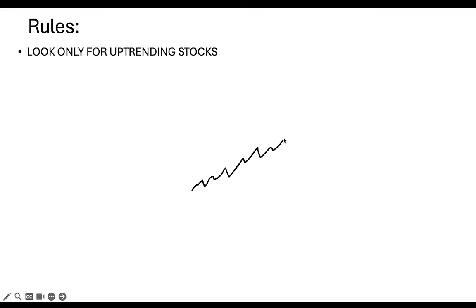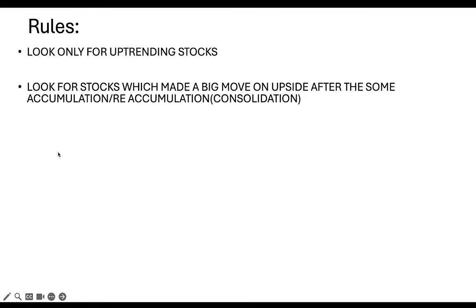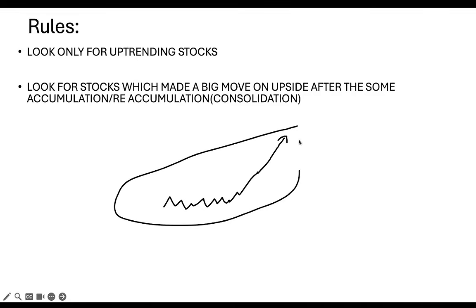Now, what are the rules for this strategy which we are going to discuss now? Rule number one is you should only look for uptrending stocks. On the daily time frame, you should only look for uptrending stocks. Second rule is look for a stock which made a big move on the upside after some accumulation or reaccumulation. That means you should look for a stock which made a consolidation sometime and then made a big move. This kind of stock you should look for.